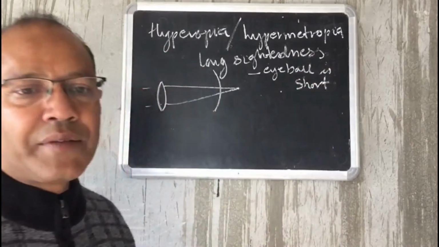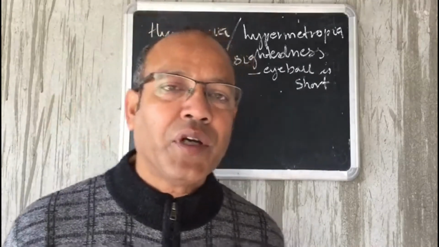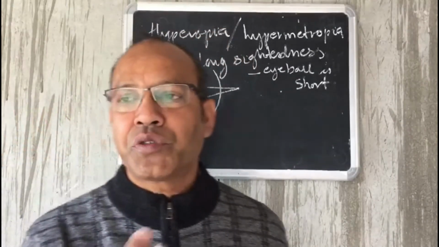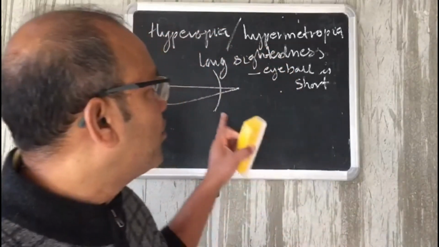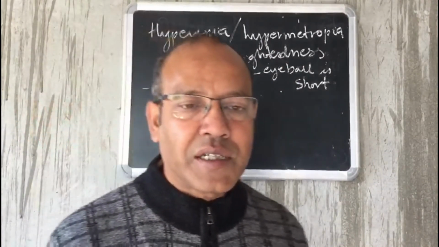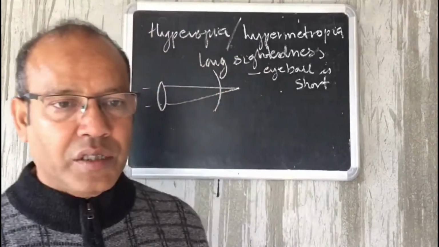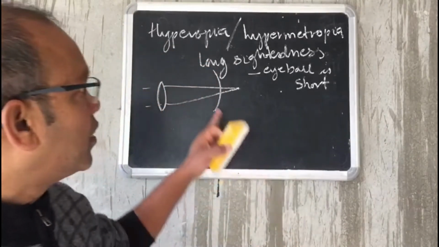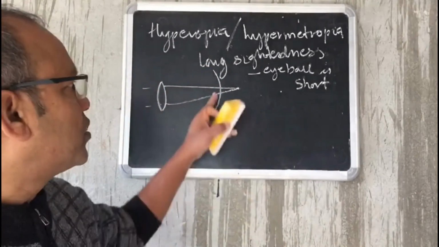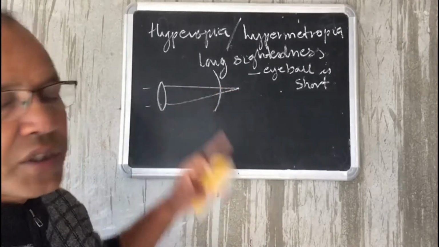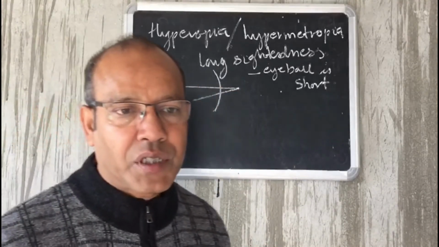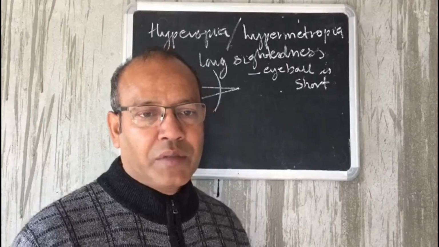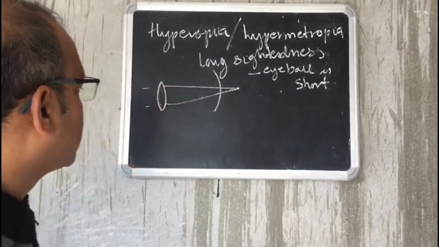The eyeball becomes short. That means the eye loses its shape, because of which the retina is pushed forward and the image is formed beyond the retina. This is a condition where the image is very blurred, because before it meets, it falls on the retina. So the image is blurred.